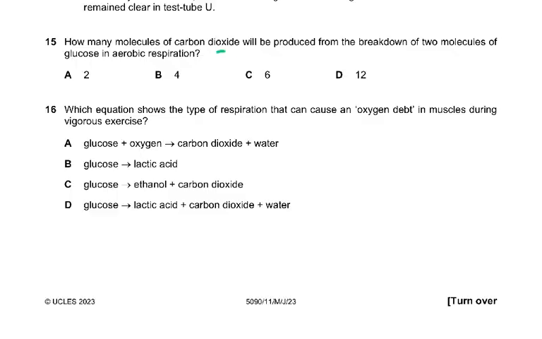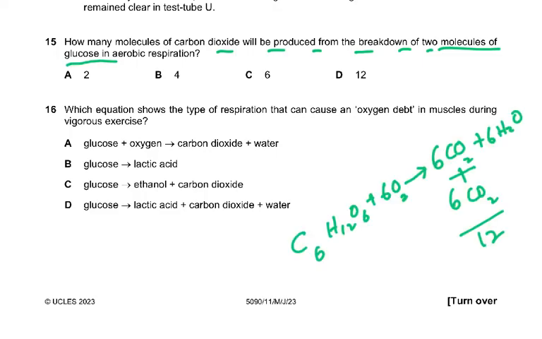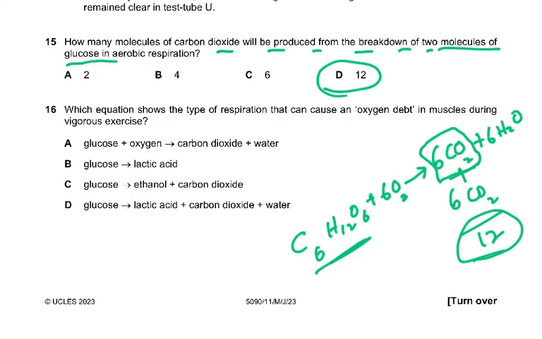How many molecules of carbon dioxide will you produce from the breakdown of two molecules of glucose in aerobic respiration? Okay, so let's do the equation. So question 15, the equation is C6H12O6 plus 6O2 gives you 6CO2. So how many for two molecules of glucose? If one molecule of glucose gives you 6 CO2, then there will be 12 CO2 from two molecules of glucose. That's why the answer is D.